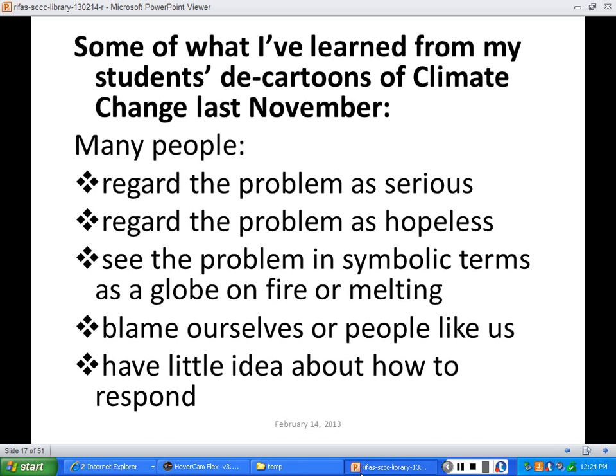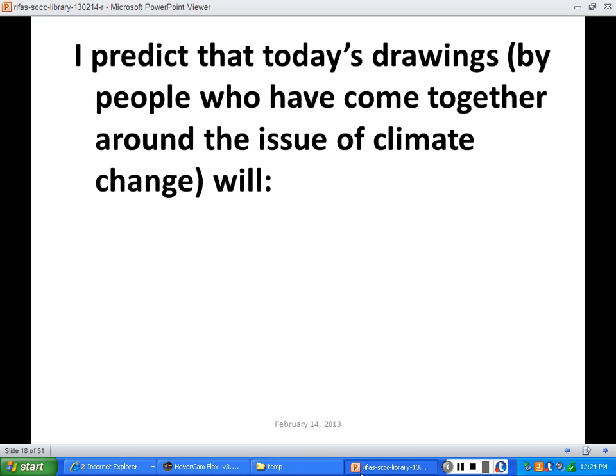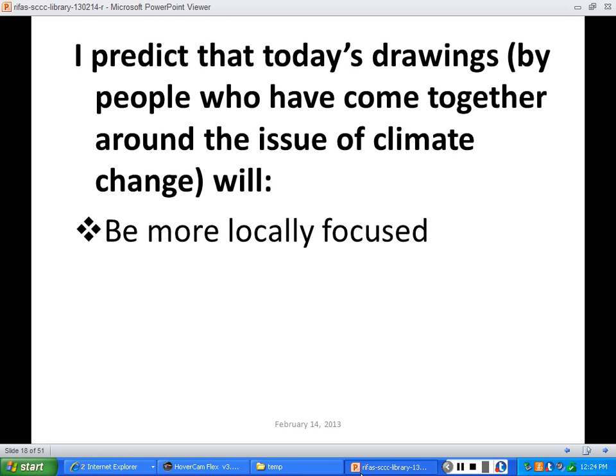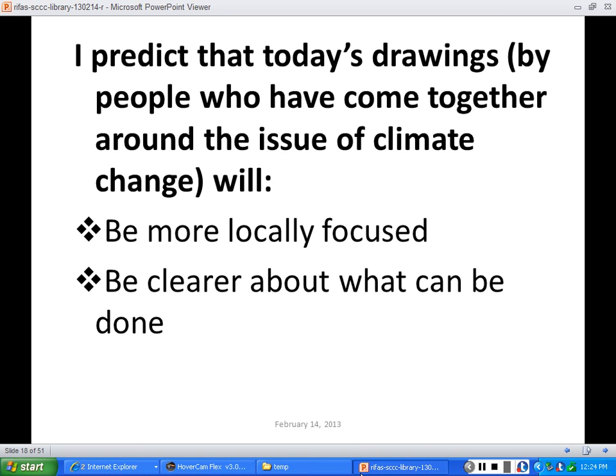I wasn't anticipating seeing so many students in the room today. I'm glad that you're here. I had predicted that today's drawings would be more focused on local aspects of the issue and clearer about what can be done, because there is so much that's being done locally this week in particular. So I'll show some slides about that later.